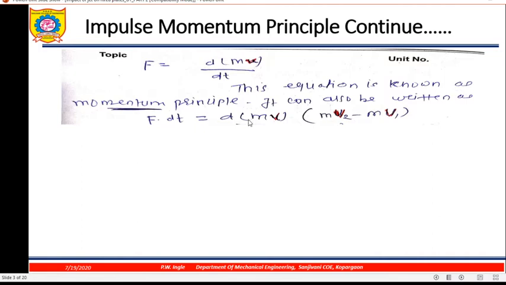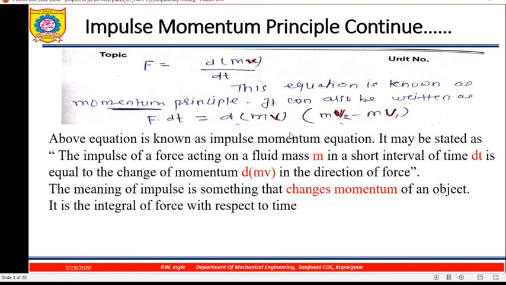Okay, so this equation is very important. F dt is nothing but d of mv. So our equation is known as the impulse momentum equation. This is impulse and this is momentum. It may be stated as: the impulse of a force acting on a fluid mass m in a short interval of time dt is equal to change of momentum, that is F dt equal to d of mv in the direction of force. So what is the meaning of impulse? It is something that changes the momentum of an object. It is the integral of force with respect to time.